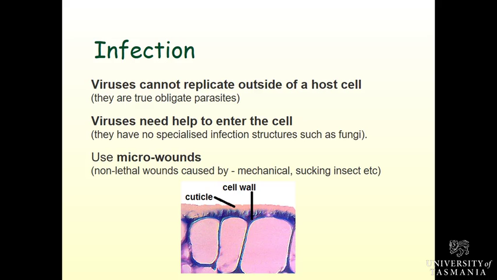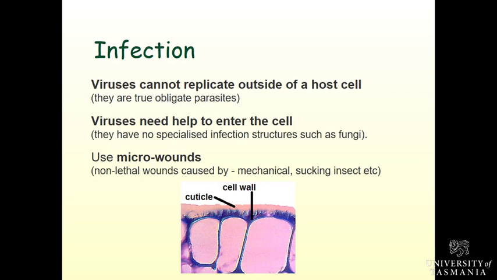So they have no specialised structures. It uses micro wounds, wounds that will actually penetrate and allow the virus in. Now that can be mechanical. So leaves rubbing against one another will cause damage, abrasion that will heal, but those small openings can allow viruses to get in. So some viruses do specialise in what we call mechanical transmission. There are millions of virus particles in this leaf, it rubs against another one, and a few manage to get into a few cells of the other leaf, and away it goes.